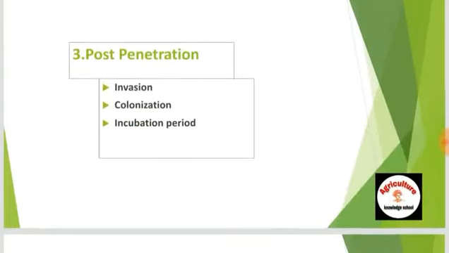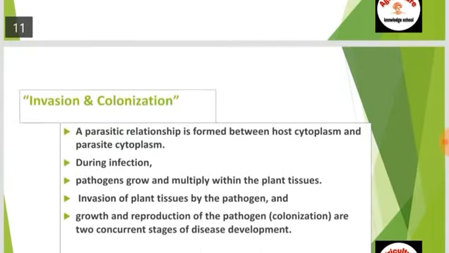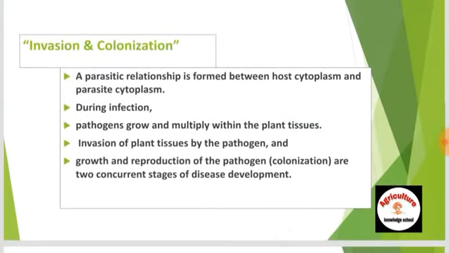Third is post-penetration, which involves invasion, colonization and incubation period. Invasion or colonization: a parasitic relationship is formed between host cytoplasm and parasitic cytoplasm. During infection, pathogens grow and multiply within the plant tissues. Invasion of plant tissues by the pathogen, and growth and reproduction of the pathogen, like colonization, are two concurrent stages of disease development.